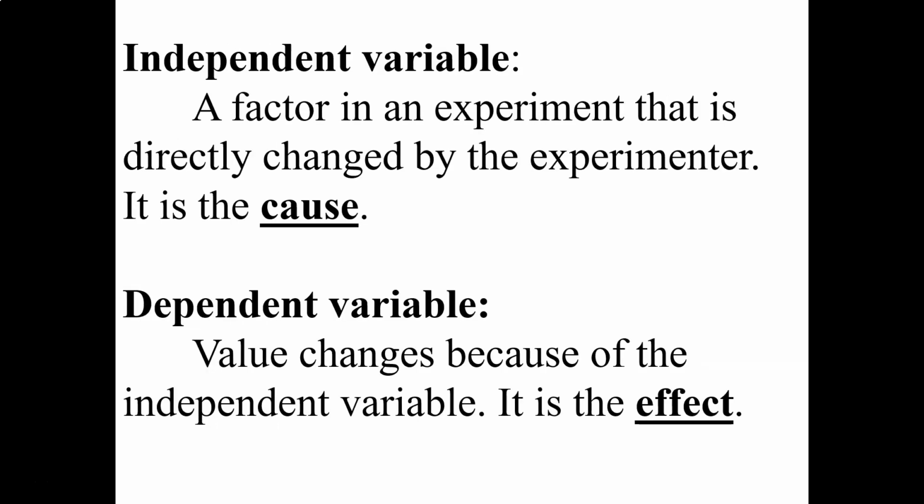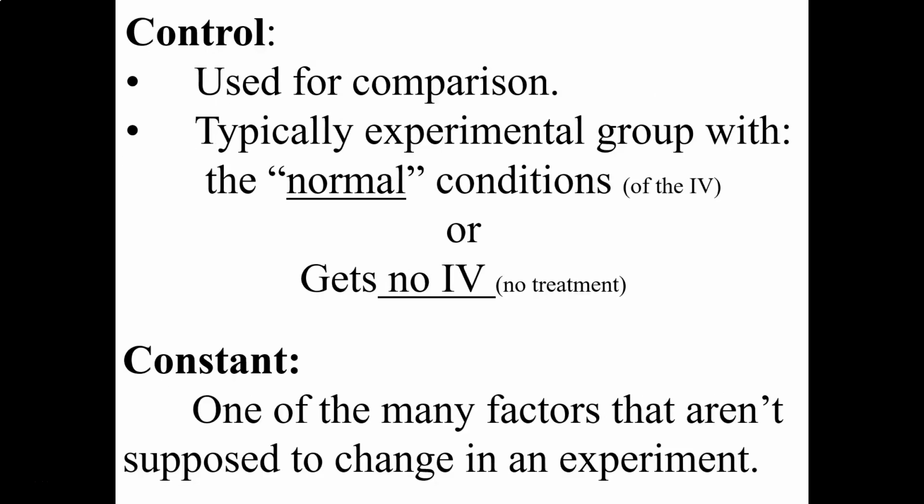An independent variable is the factor in an experiment that is changed directly by the experimenter. It is the cause of change. It's what you change directly. The dependent variable is what changes as a result of changing the independent variable. It is the effect. It is the effect of the change, or it is the change.